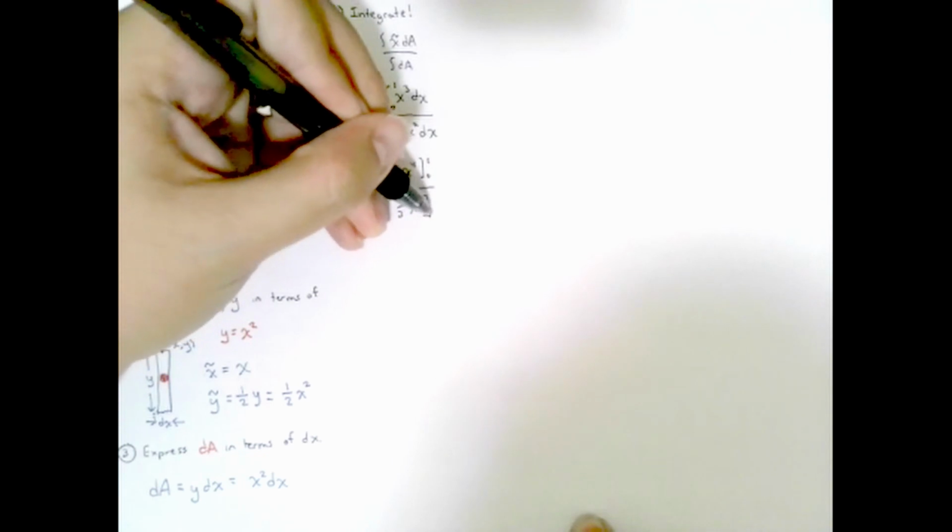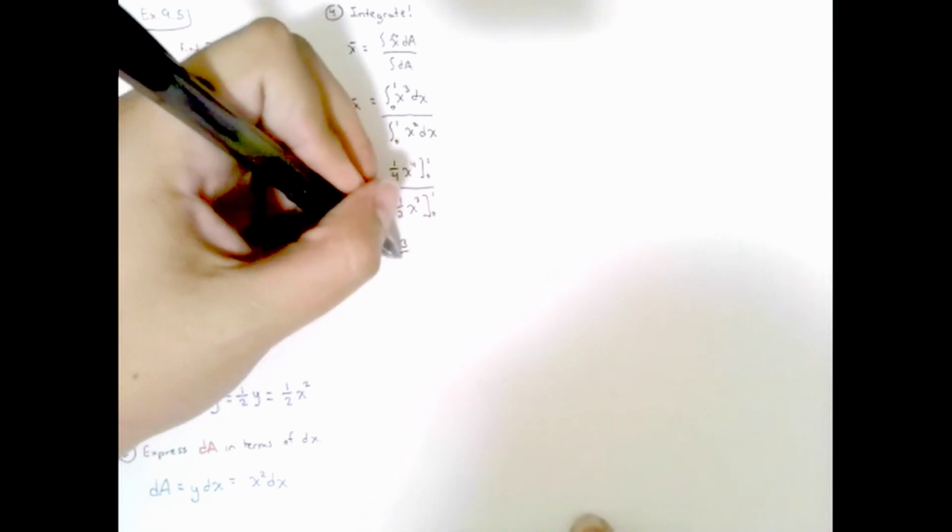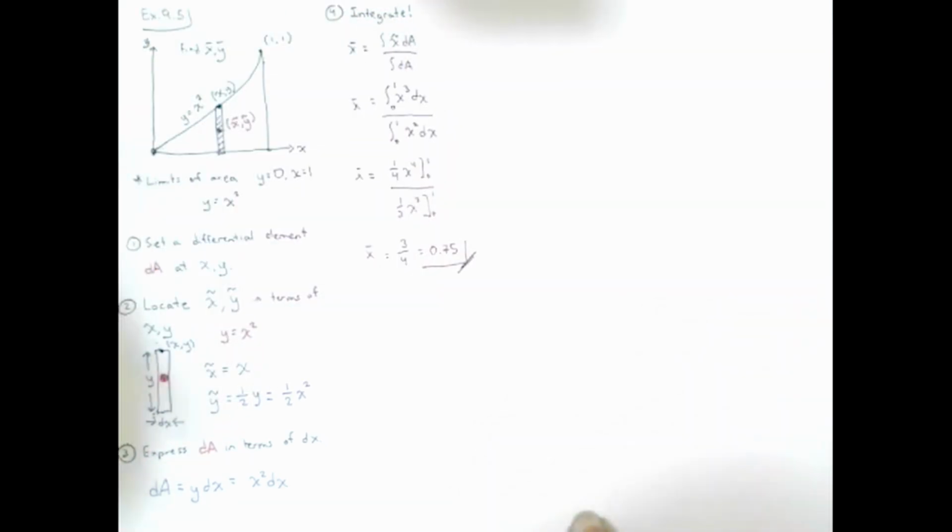And from here, it's just integrating, which we already know how to do, right? The integral of x cubed should be 1/4 x to the power of 4, evaluated from 0 to 1. And the integral of x squared should be 1/3 x to the power of 3, also evaluated from 0 to 1. And this is actually a pretty easy one, right? You can see here that this is x equals 1 minus x equals 0. Zeros don't really matter here. So x equals 1. So we have 1/4 divided by 1/3, which is simply 3/4, or 0.75. So that is the x coordinate for this point.